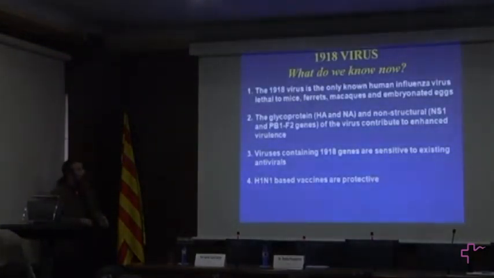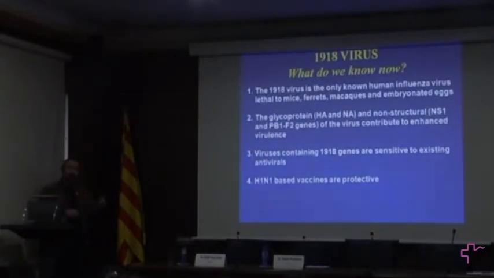So what do we know now about this virus? After we studied them in different animal models, both my group and the group of Yoshi Kawaoka, that also reconstructed it independently in Canada, it's the only known human influenza virus that is lethal in several systems: mice, ferrets, macaques, and embryonic eggs. So this is telling us that this virus really was quite virulent.